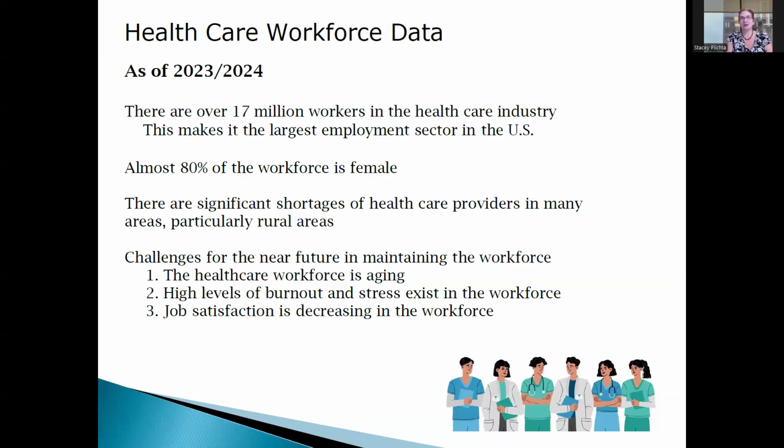Not only is the healthcare workforce aging, but the population is aging. So we have more people needing more complex care and fewer people to do the work. There are high levels of burnout and stress in this workforce. People leave, people go and do other things because healthcare settings are not really great at taking care of their own healthcare workers. And job satisfaction, by almost every study, has been decreasing for a while in the healthcare workforce in general.